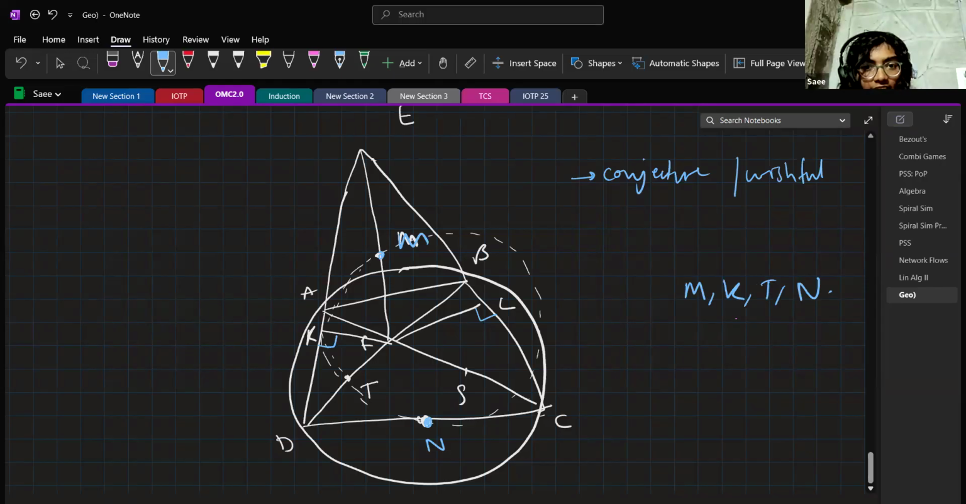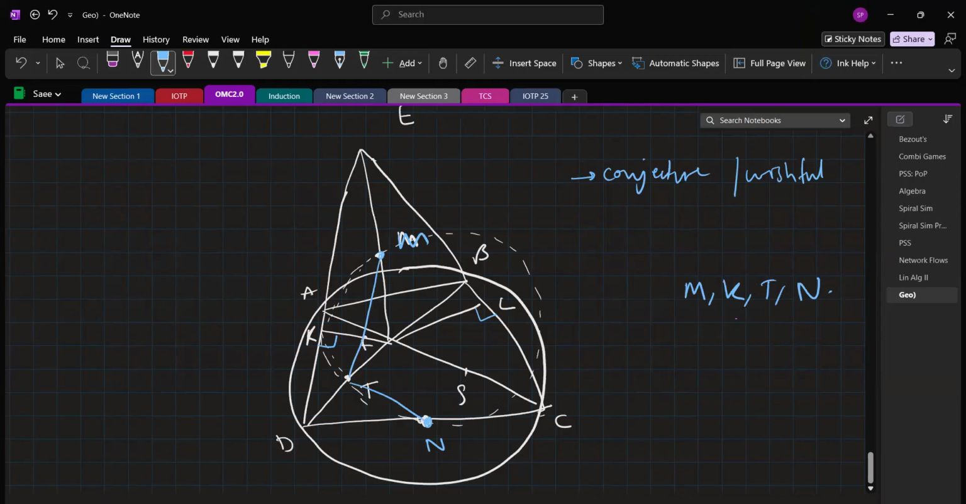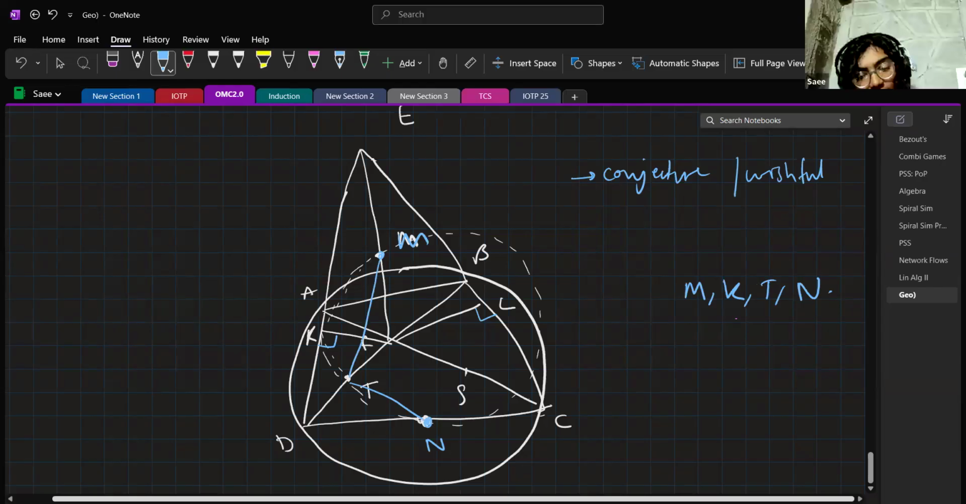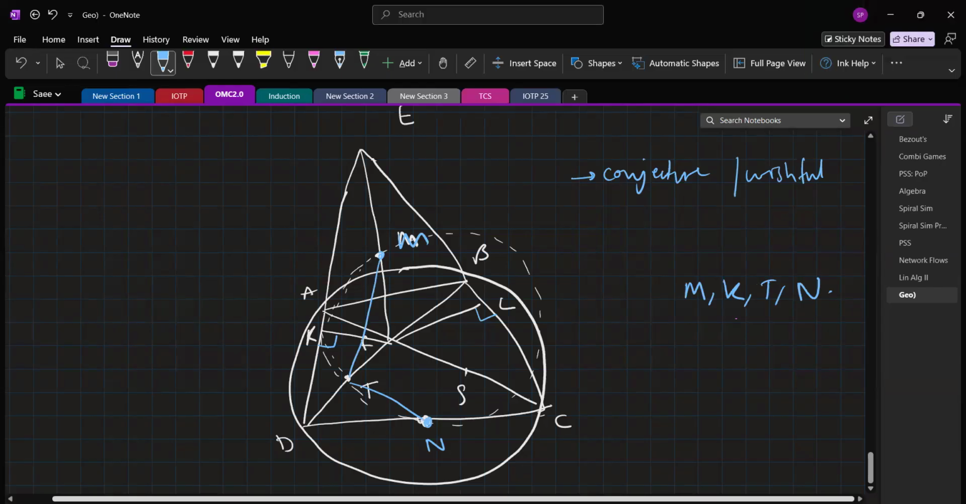I don't think this is too hard because we can chase these angles. Can you see how to chase angle MTN? MTN is just EAC. No, MTN is not EAC. Oh, it is. EDC, it's EDC, I think. Wait, no, it's not. Our angle guess is wrong.